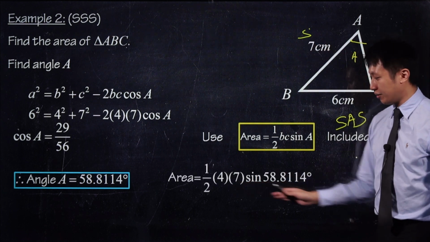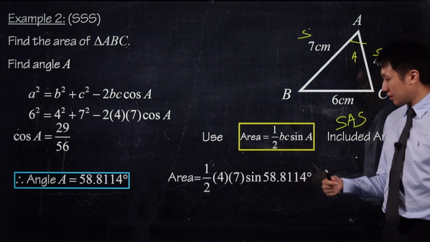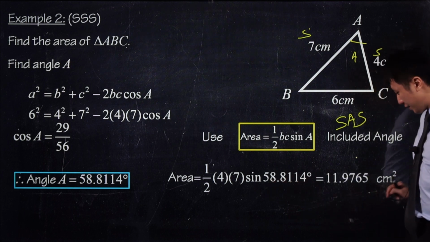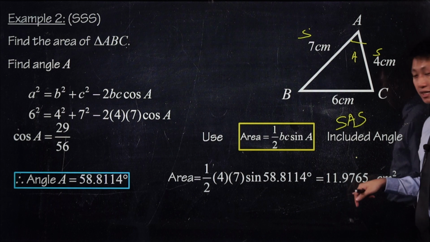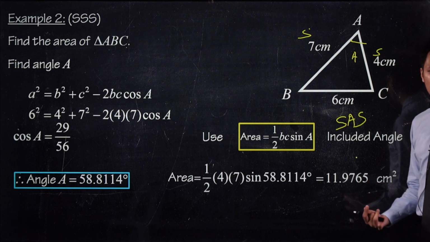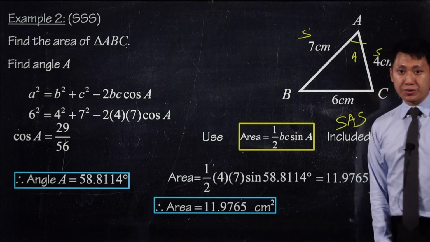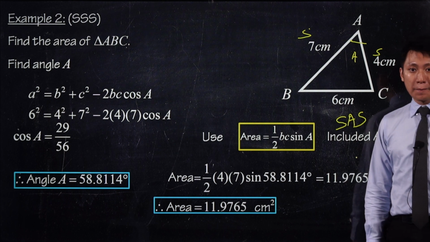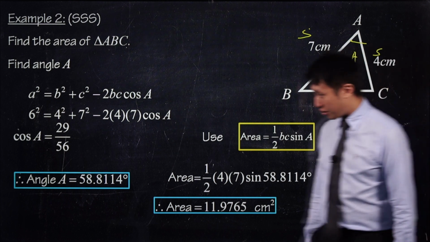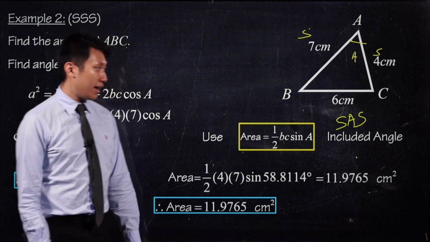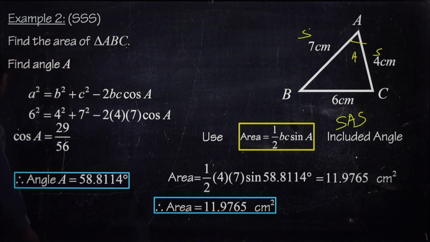Area is this one. Substitute everything into the formula, then you have the final answer here. 11.9765 cm squared. Just present it nicely, write it down. Don't think you should have any problem. So just take a look, and if you need more time, then you can pause the video. All right.